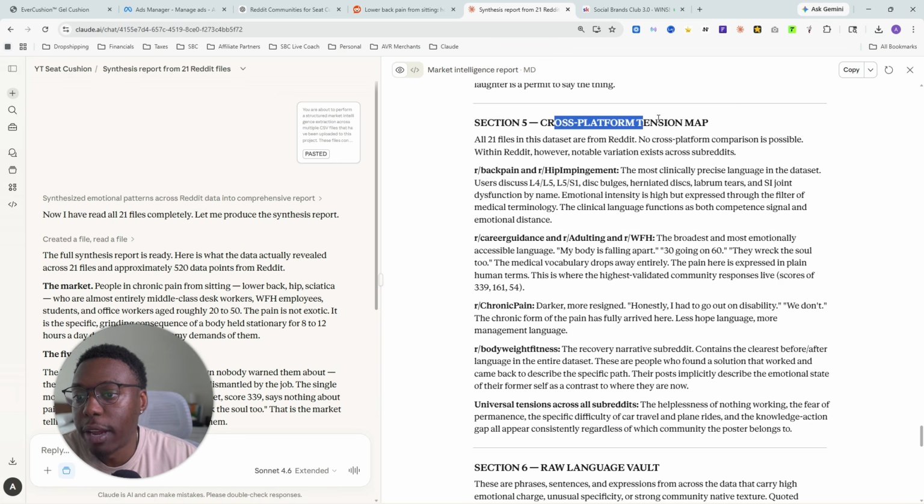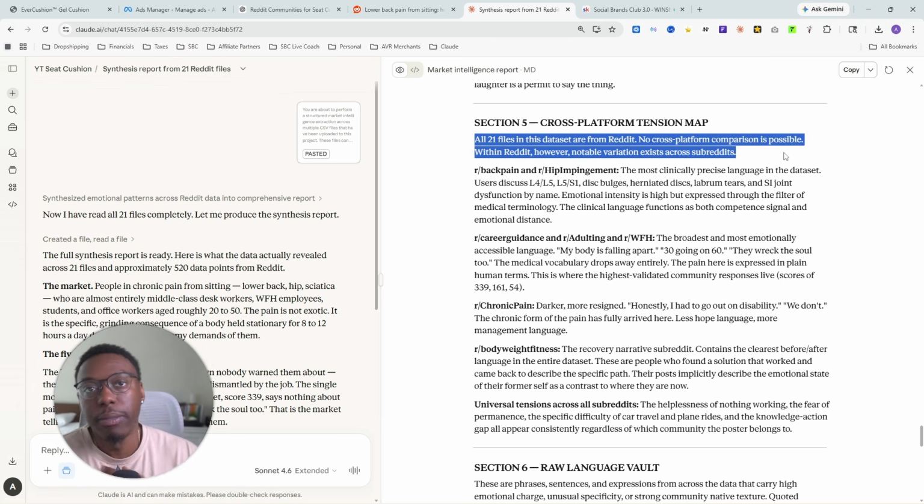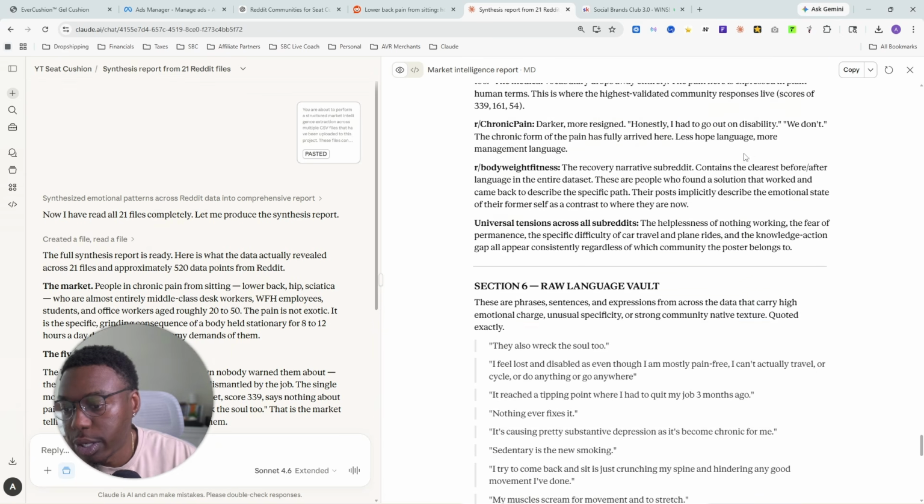And then there's a cross-platform tension map, right? So we're going to see that all the 21 files in the data set are from Reddit, no cross-platform. So I do give in the prompting an option to also put stuff from Amazon, Quora as well. So there's nothing more you need to do if you're only using the Reddit forums, which is totally fine.